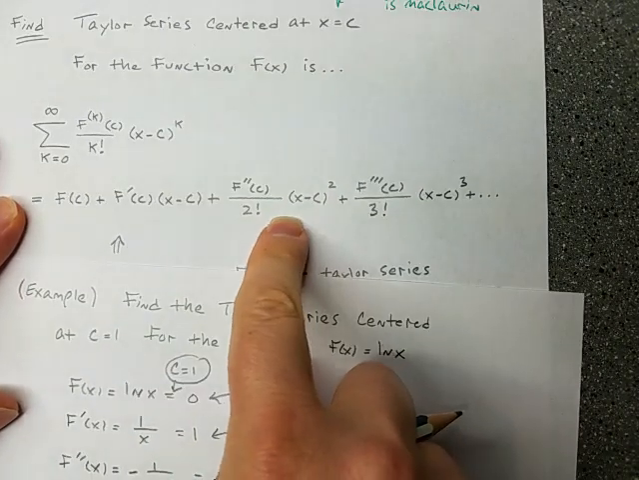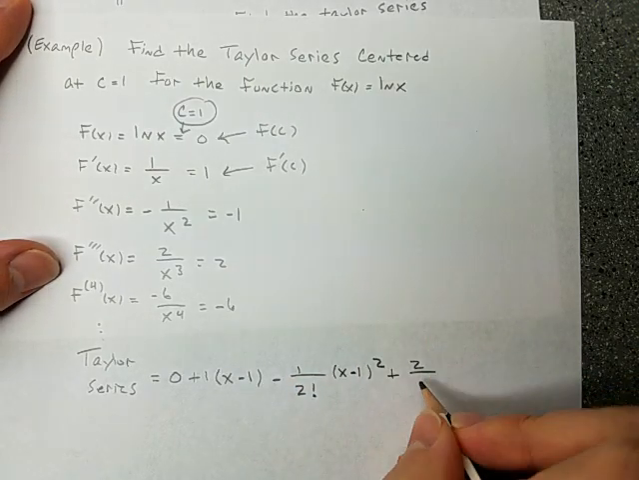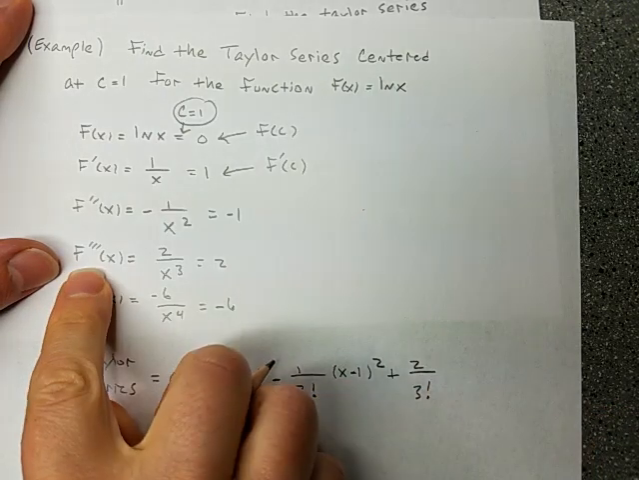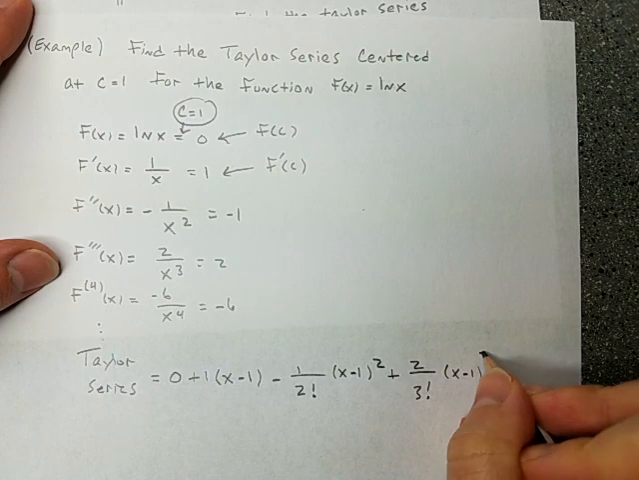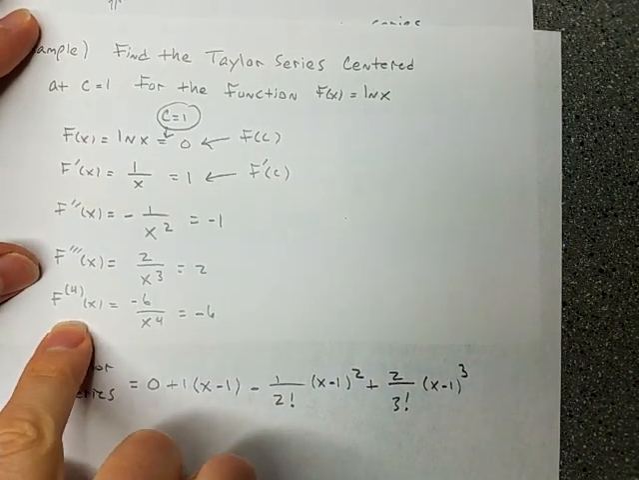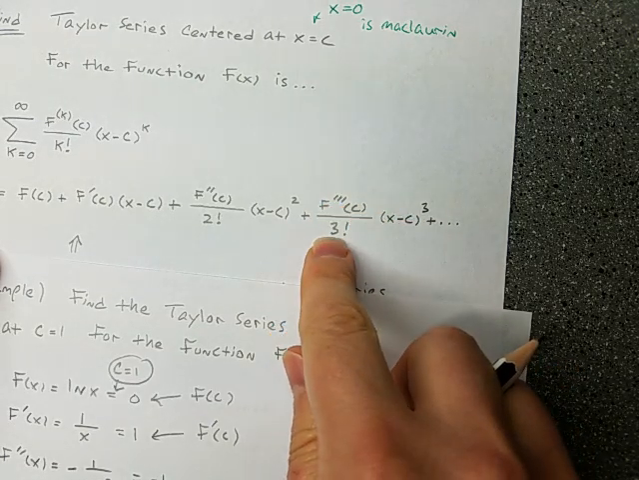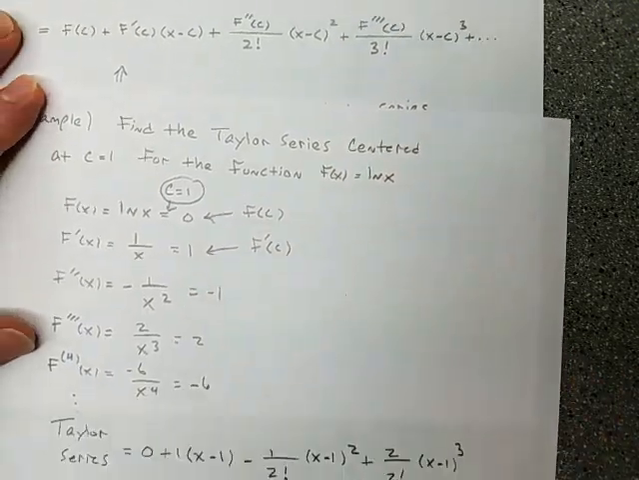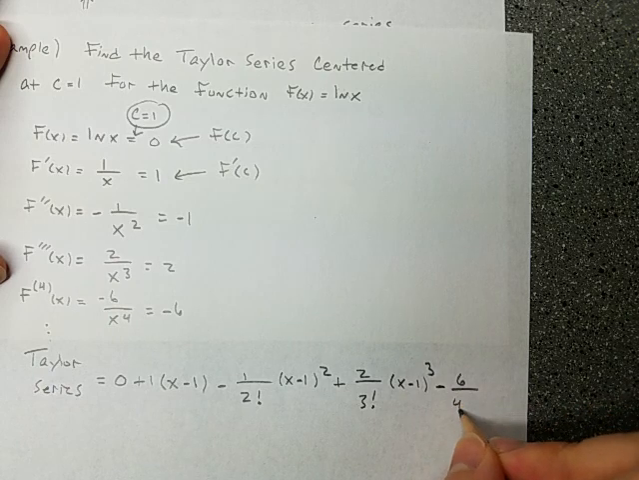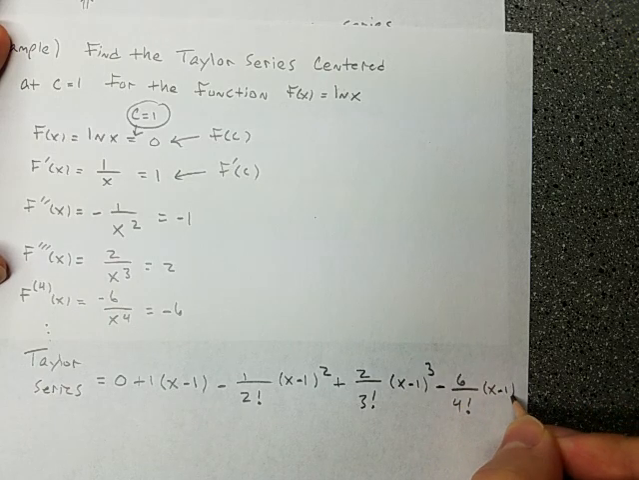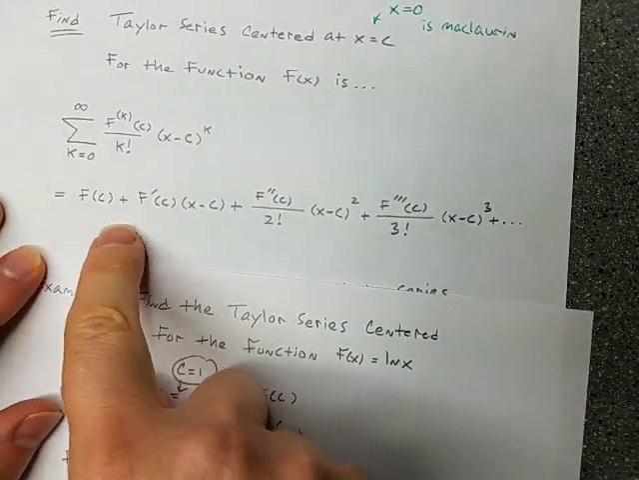That's this one. Okay. And then triple prime over 3 factorial. There's f triple prime c over 3 factorial. X minus c to the third power. And we'll do one more. What's the pattern? 3, 3, 3. And then 4, 4, 4, and so on. So I'll get the fourth order derivative, which is negative 6 over 4 factorial times x minus 1 to the fourth power. Okay, it might take a little getting used to for you, but it's just that formula.